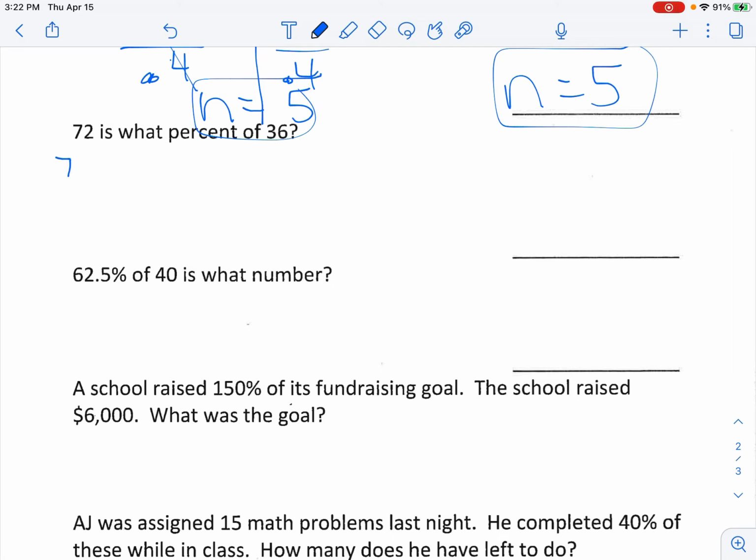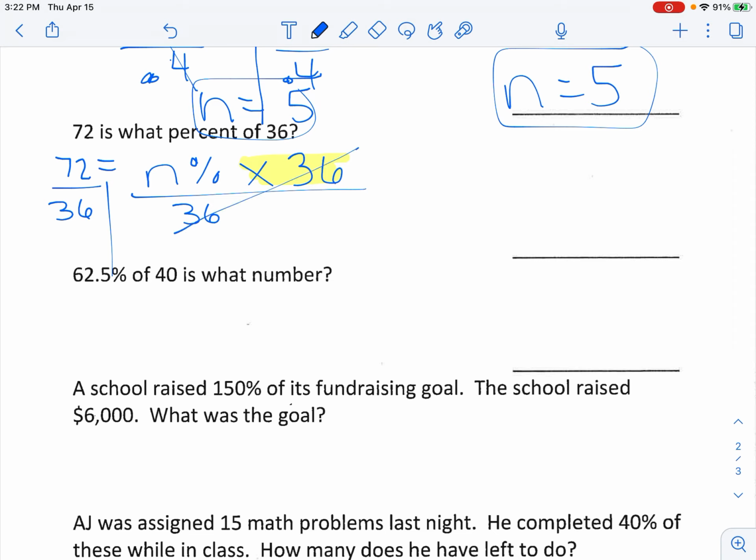72, you're just writing exactly what the question is asking. Is where your equal sign comes in. What percent means N percent. Of means times 36. So identify your coefficient. The opposite of multiplying by 36 is dividing by 36. So we're going to divide both sides by 36. Everything on the right side cancels. We still have N percent equals 2.